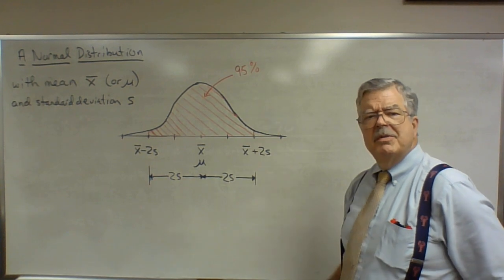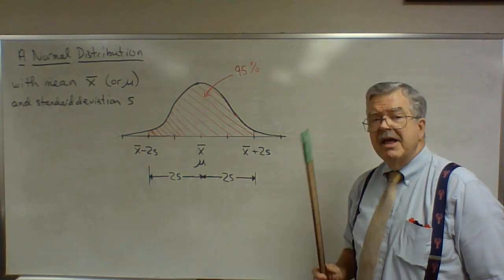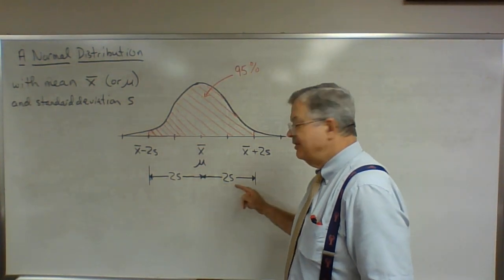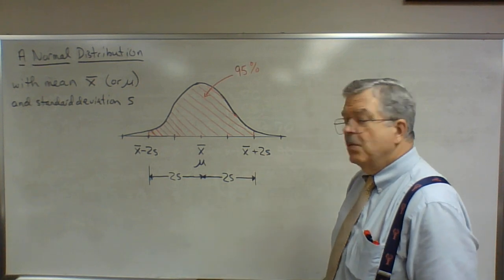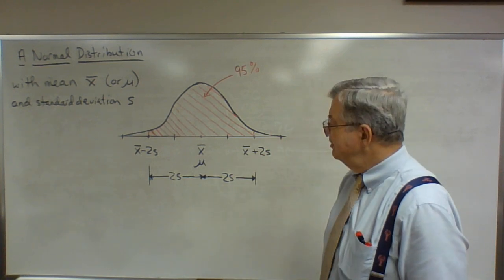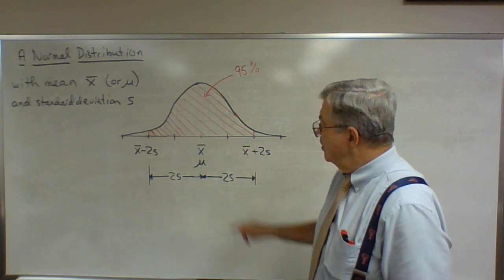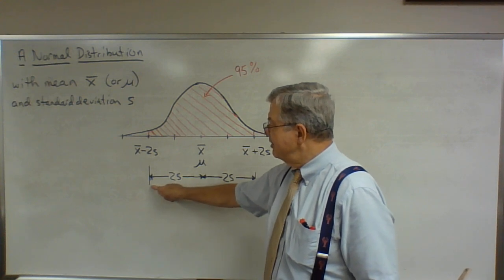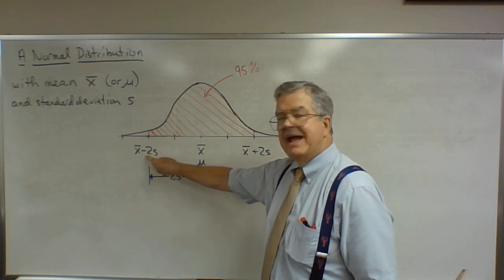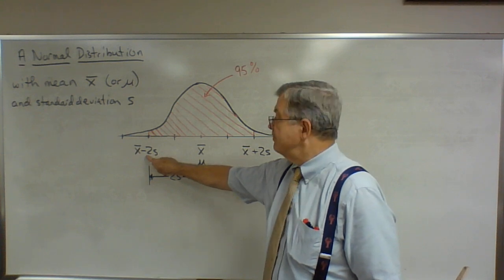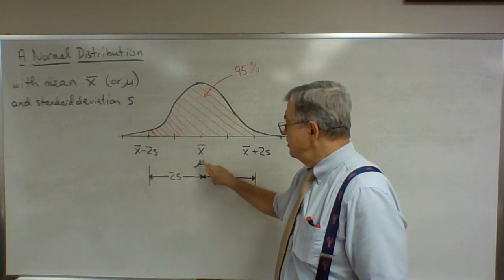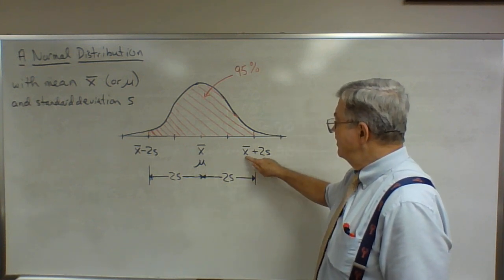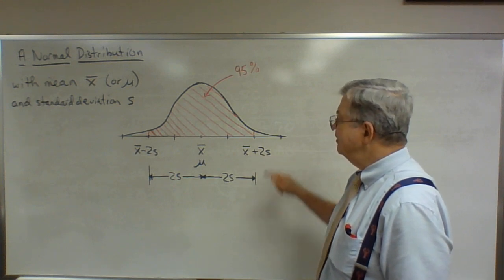Let's look at this normal distribution again. And this time, instead of going 1 standard deviation either way from the mean, we're going to go 2 standard deviations in each direction from the mean. We're going to start at the mean x bar and go 2 standard deviations to the left, and that will put us at x bar minus 2s. And we're going to start at the mean x bar and go 2 standard deviations to the right. That'll put us at x bar plus 2s.